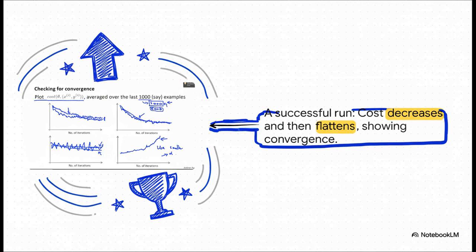And this is it. This is the beautiful sight we're all hoping for. The cost goes down, down, down, and then it starts to level off and plateau. Now, it's going to be a bit noisy and bumpy, that's just the nature of SGD, but the overall trend is a nice, steady descent followed by a flat line. This is the classic sign that your algorithm has learned what it can and has converged.